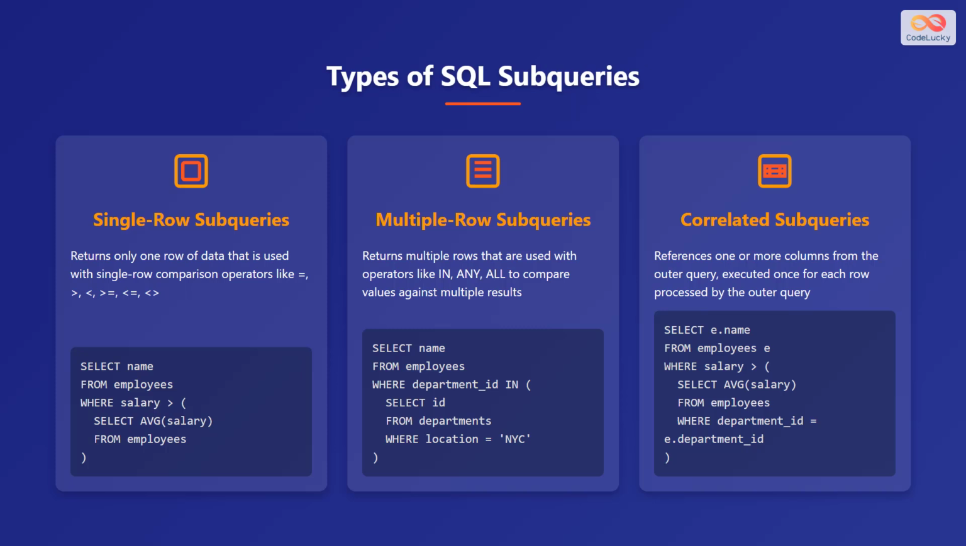Finally, we have correlated subqueries. These reference one or more columns from the outer query and are executed once for each row processed by the outer query. Here's an example where we select the employee name from the employees table, where the salary is greater than the average salary from the employees table, but only for the same department.